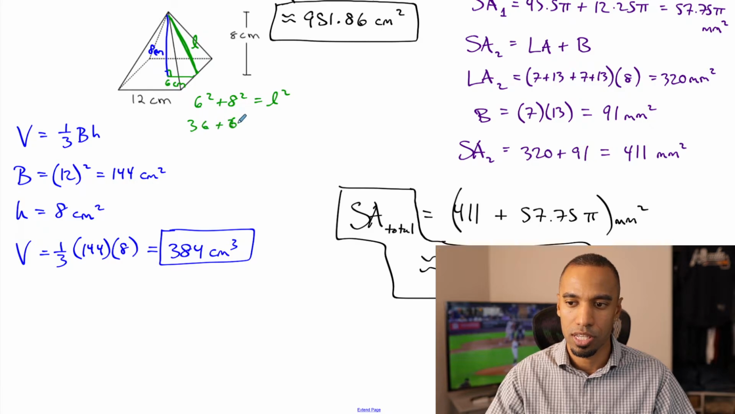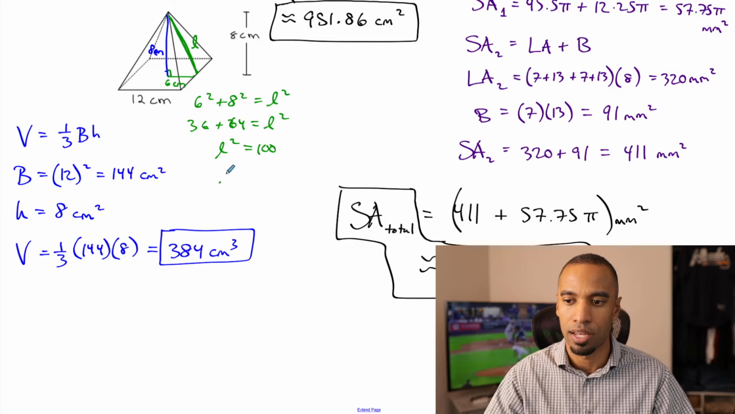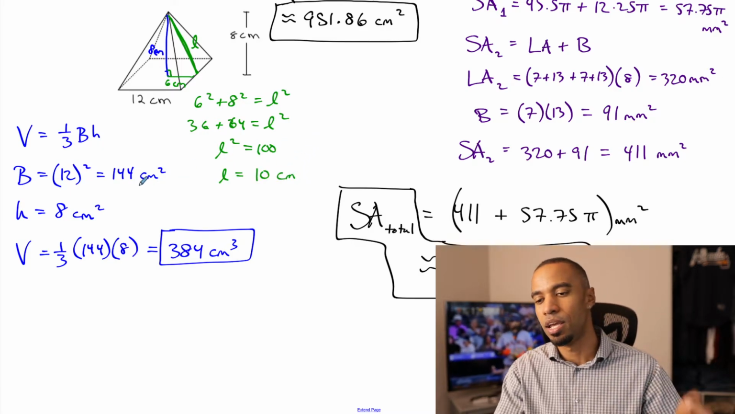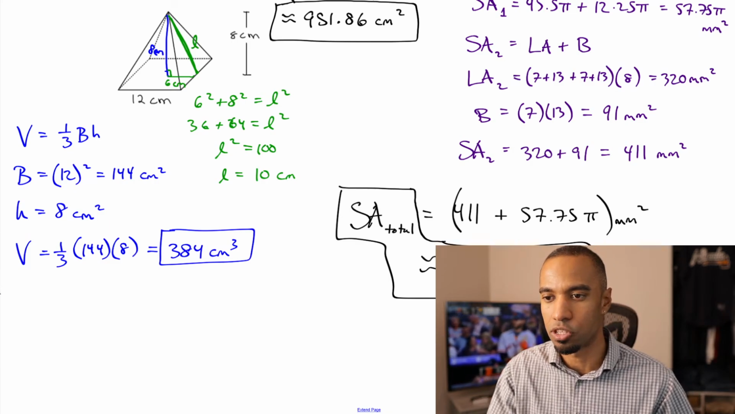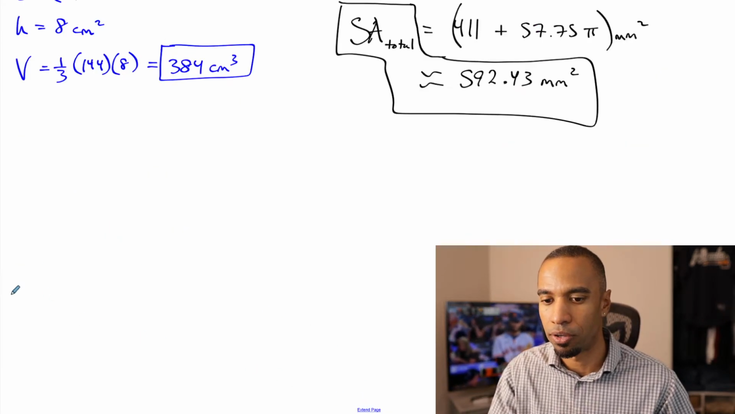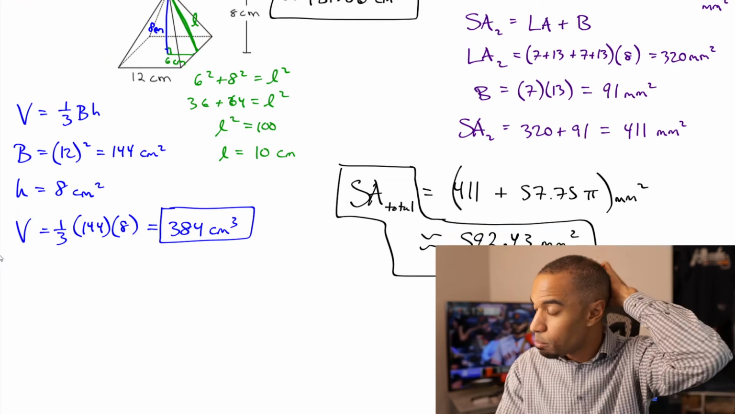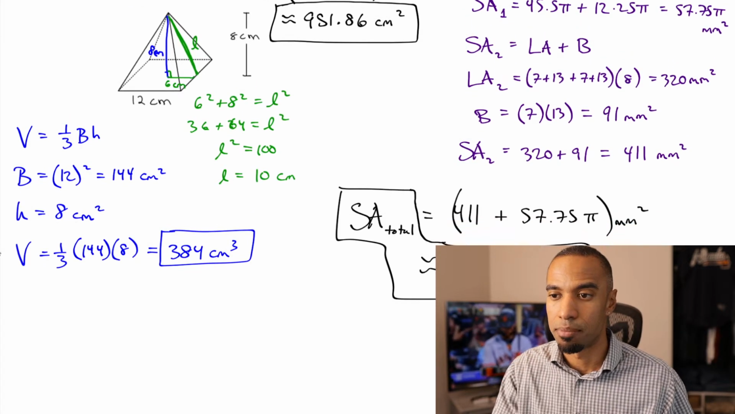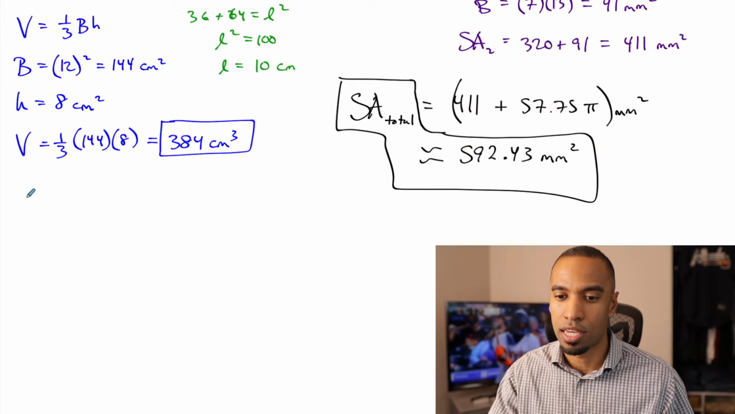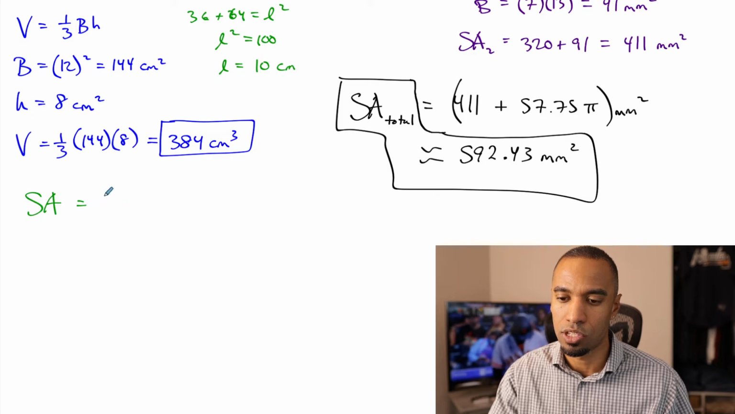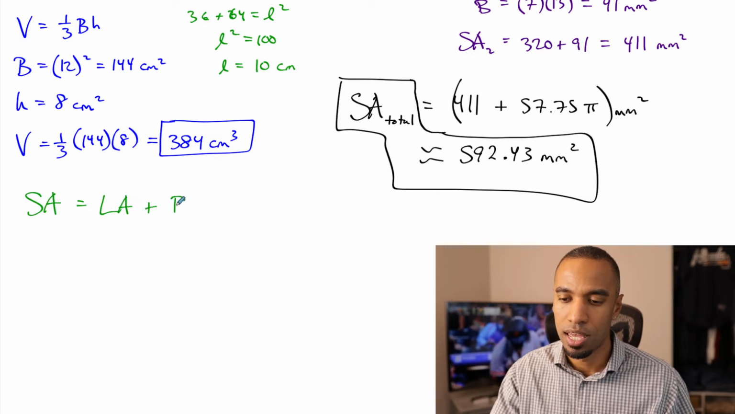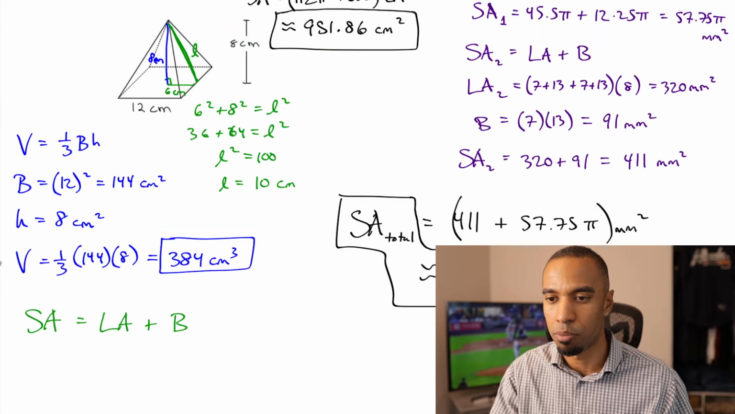36 plus 64 is L squared. L squared is 100. L equals 10. So we have 10 centimeters slant height, and we need slant height because to find the surface area of this, the lateral area is 1/2 perimeter of base times slant height. So the surface area in general is lateral area plus the area of your base, of your pyramid there.